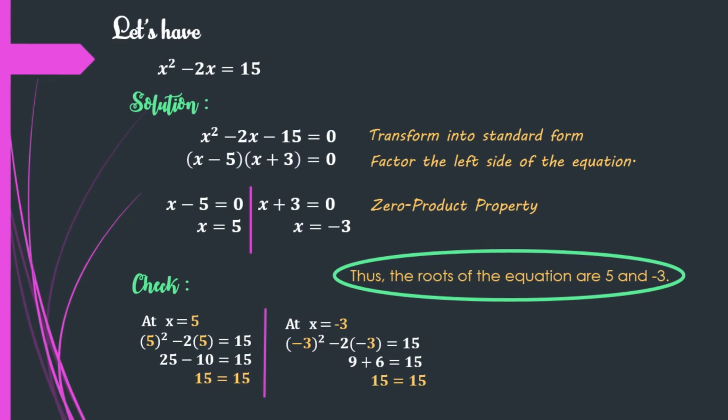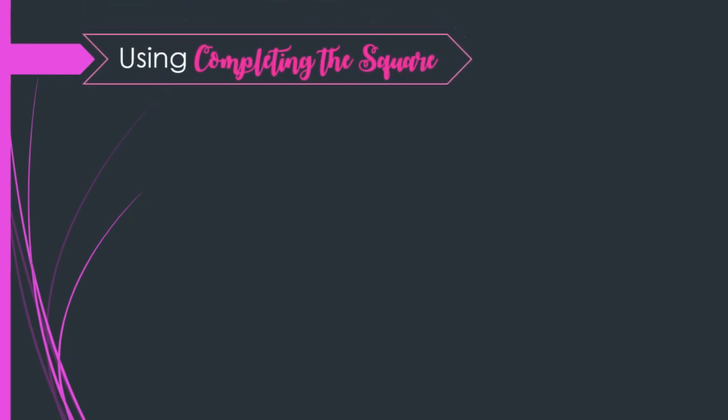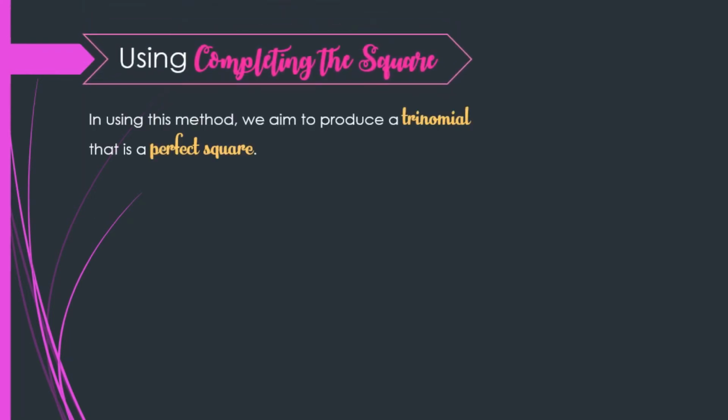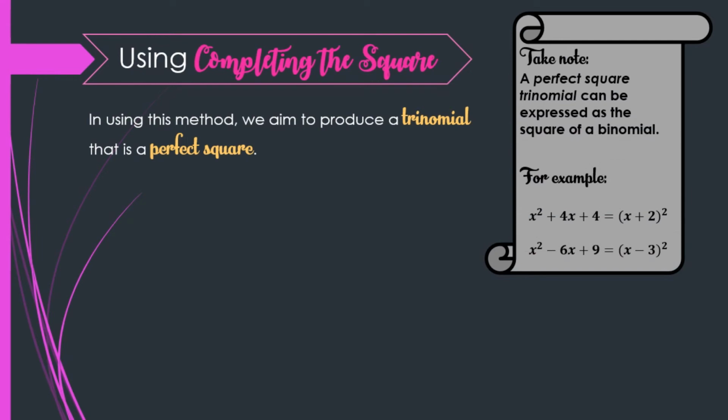Let's now have the third method, which is using completing the square. In using this method, we aim to produce a trinomial that is a perfect square. We take note that a perfect square trinomial can be expressed as the square of a binomial. For example, x squared plus 4x plus 4 is equal to x plus 2 squared, and x squared minus 6x plus 9 is equal to x minus 3 squared.